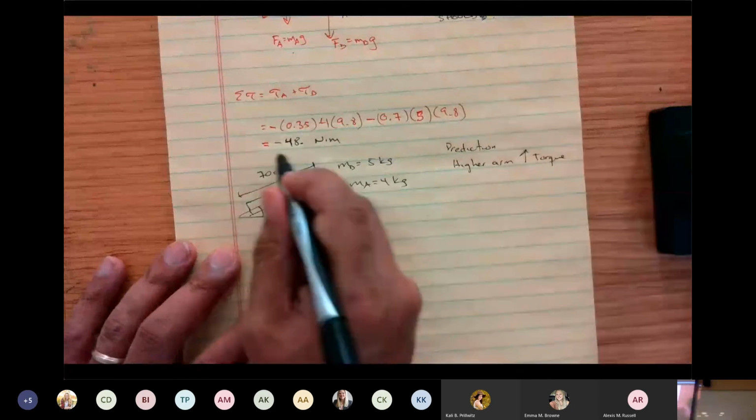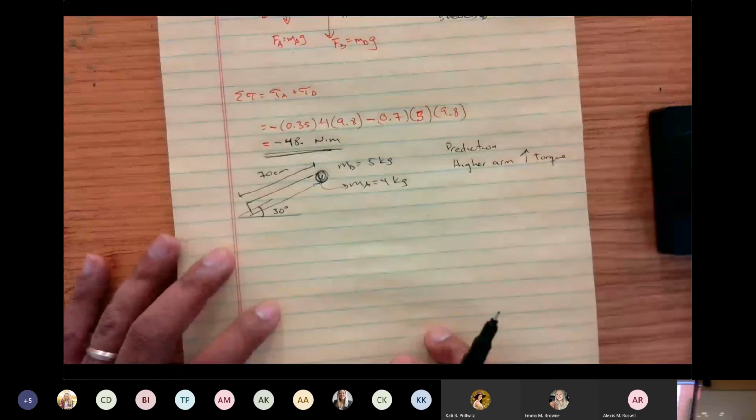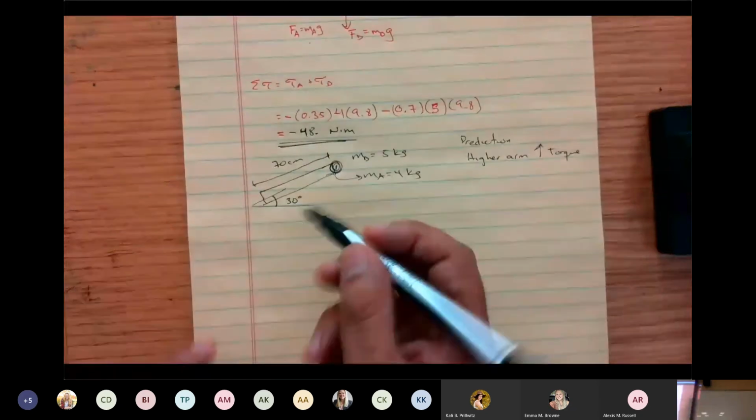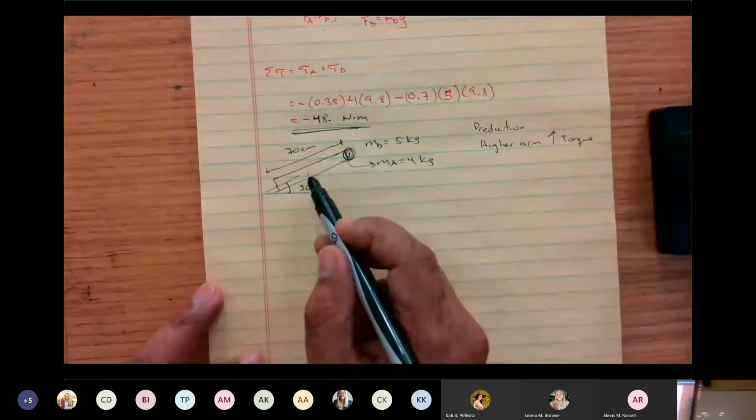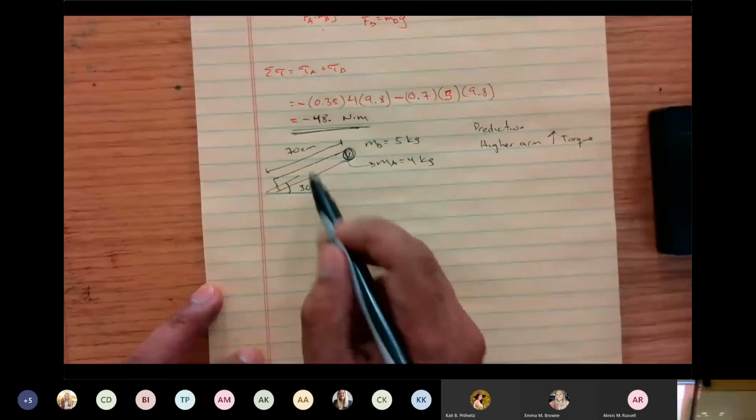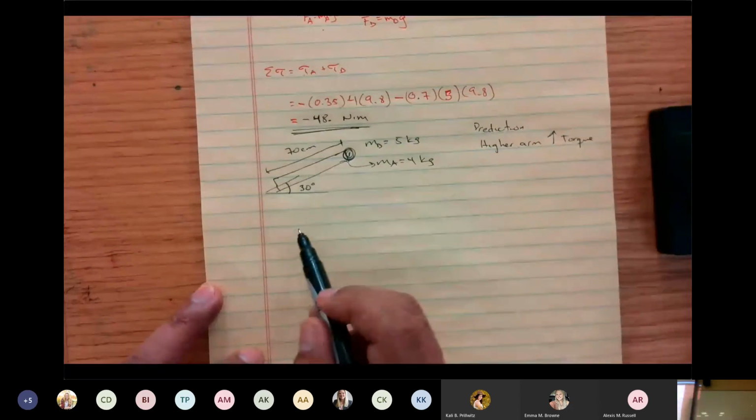Okay, so we calculated a torque of 48 newton meters. So calculate the torque of the arm at 30 degrees above horizontal. And then we compare.